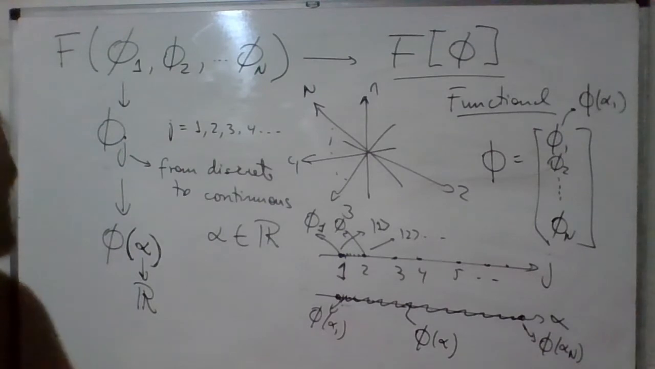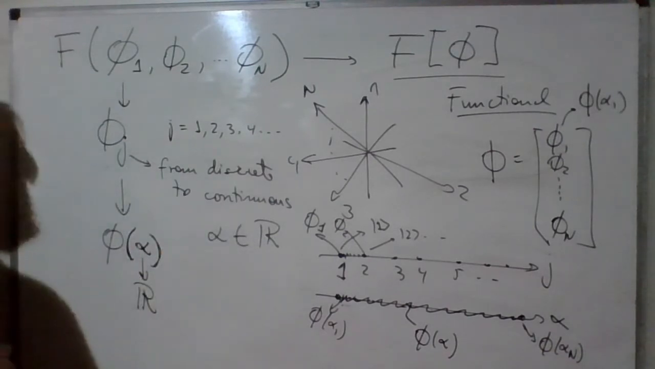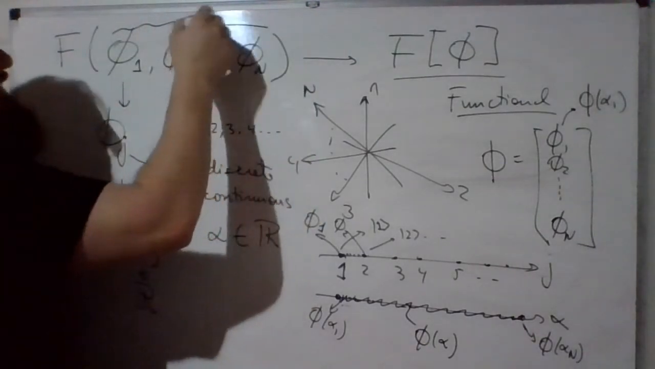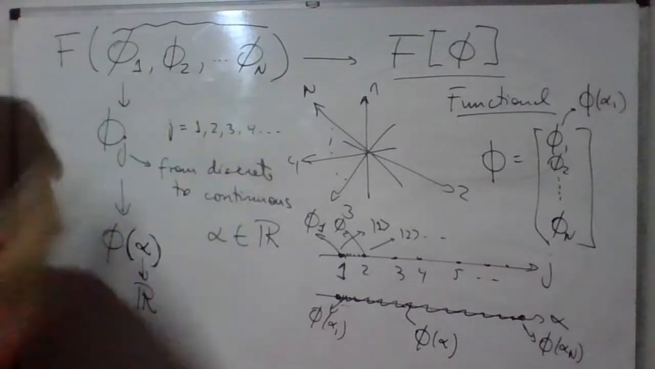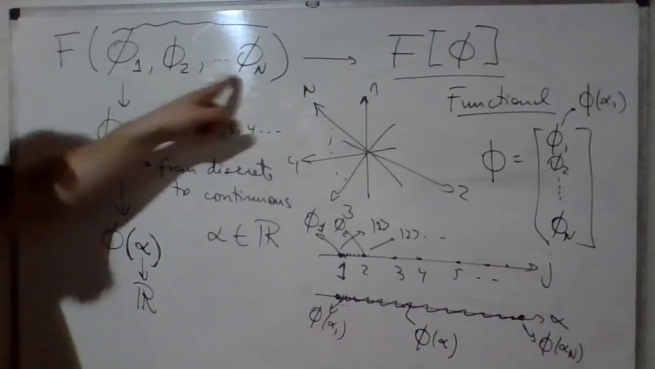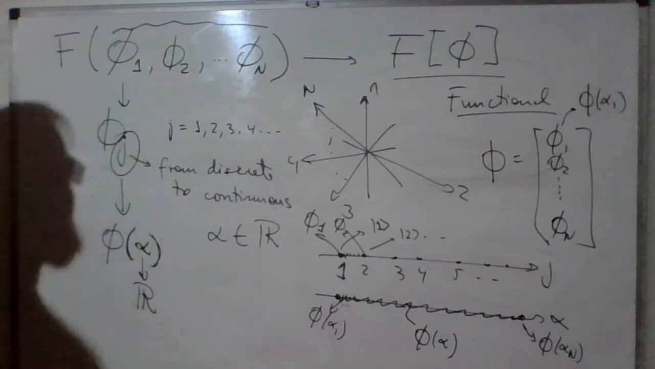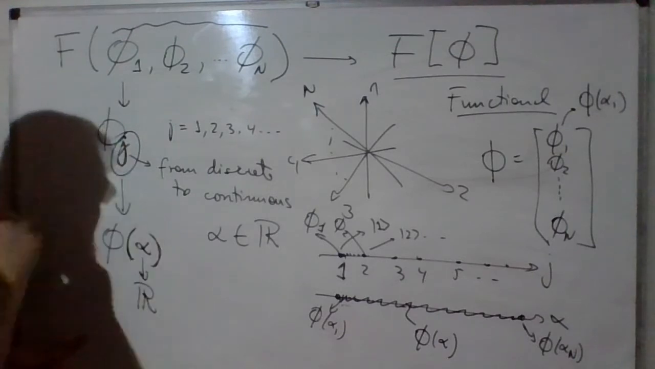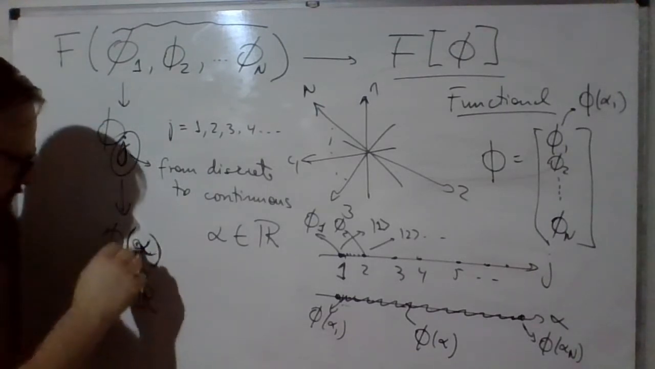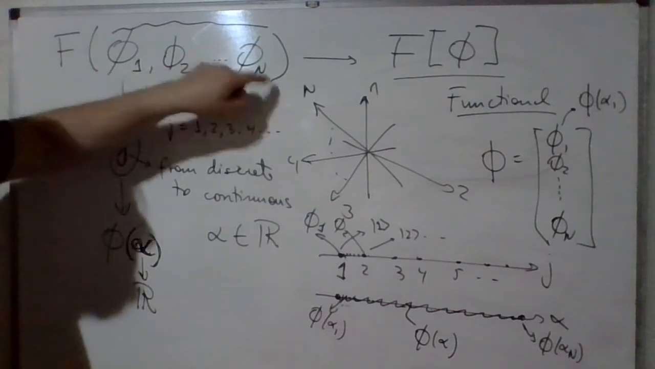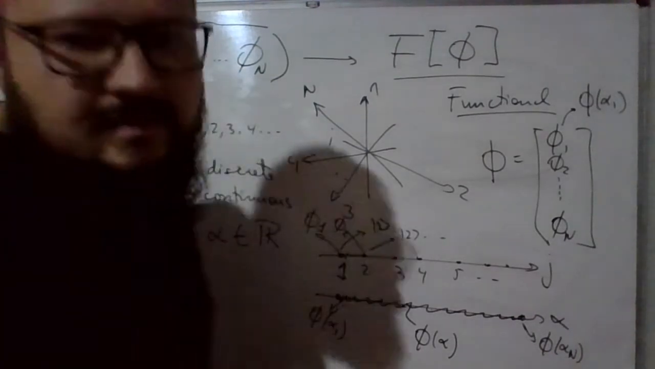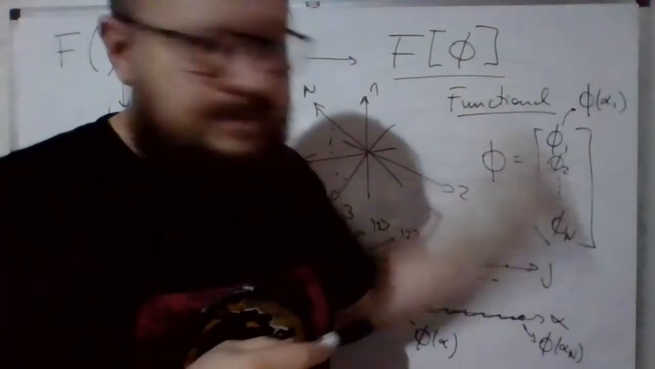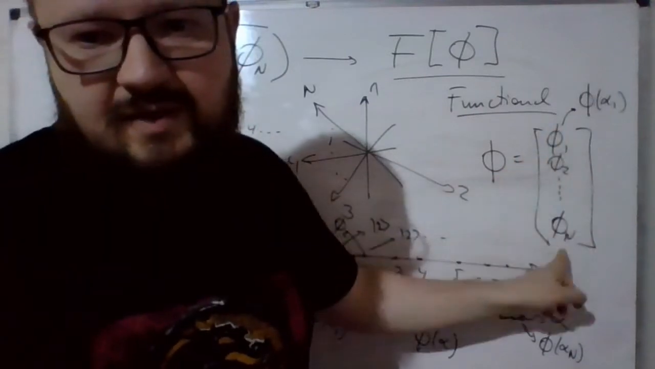And a functional produces this. In this function I insert a vector here, a collection of numbers, a vector indexed by the label j, but now instead of this discrete j, we have a continuous alpha, and this set of parameters becomes a vector with an infinite number of components.